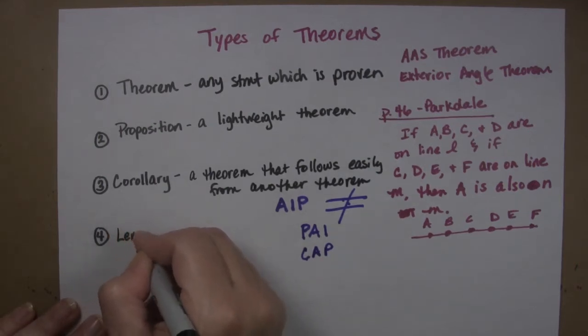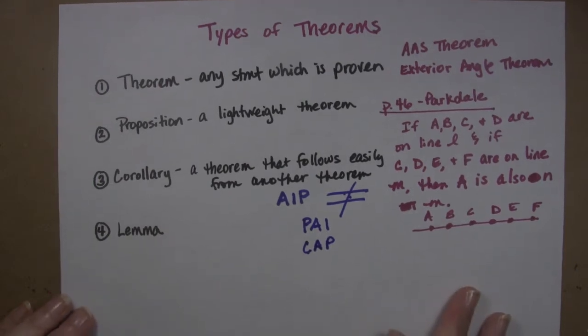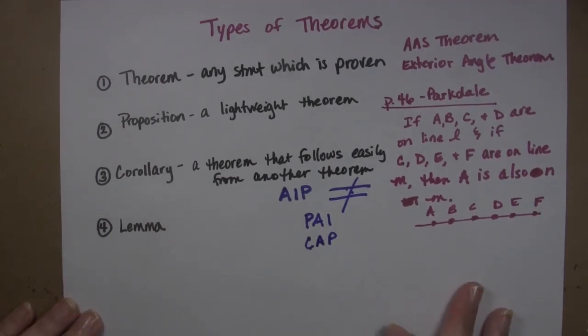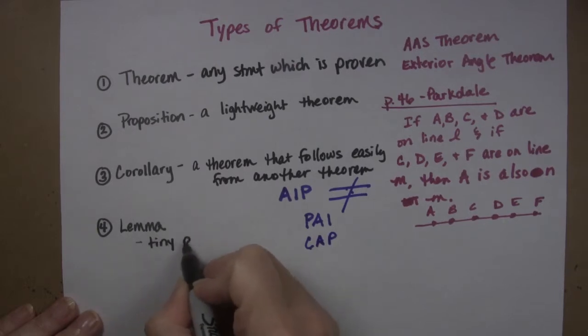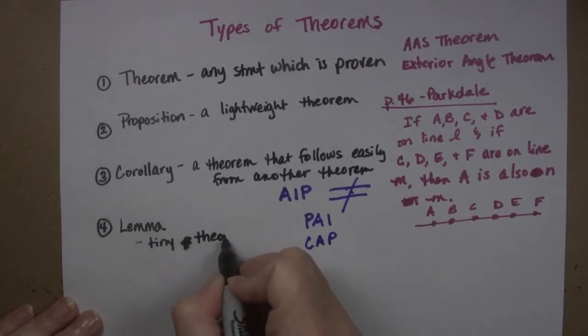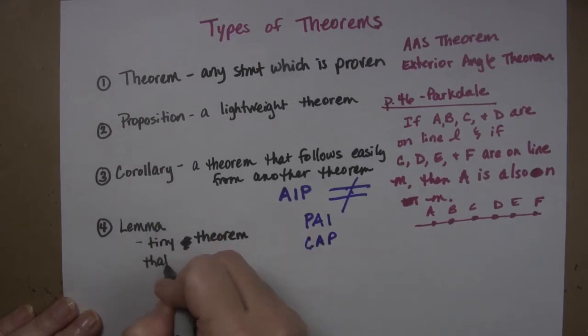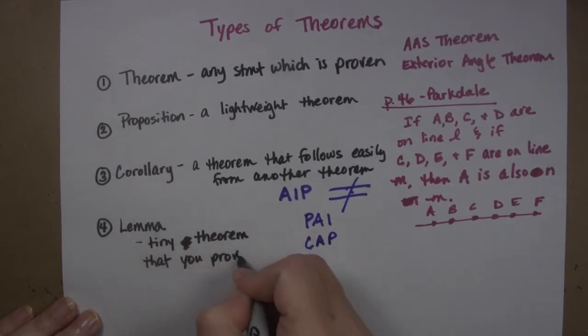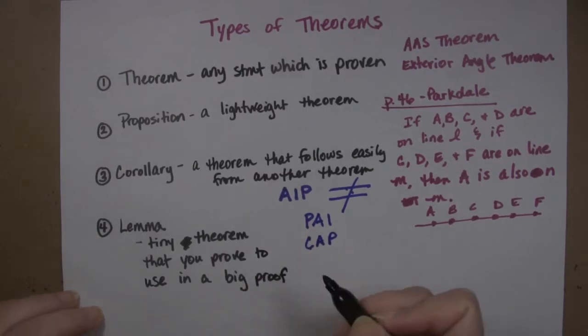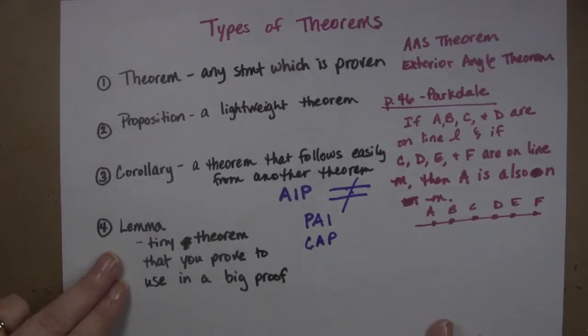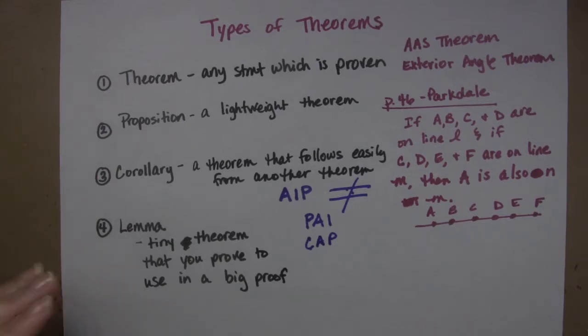The last type of theorem we get introduced to in Chapter 5, and it's called a lemma, which is my favorite just because I like the word lemma. So a lemma is a tiny proof, or a tiny theorem that you prove to use in a big proof. So this is like a little baby theorem that you would figure out so that you don't have to write out 18 steps in the middle of a more complicated proof.